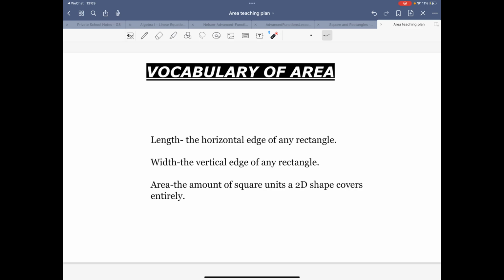Today I'm going to teach you about area. So let's get started. First of all, what is area? Area is the amount of space inside a 2D shape. It tells us how much surface a shape covers, and we measure in square units.